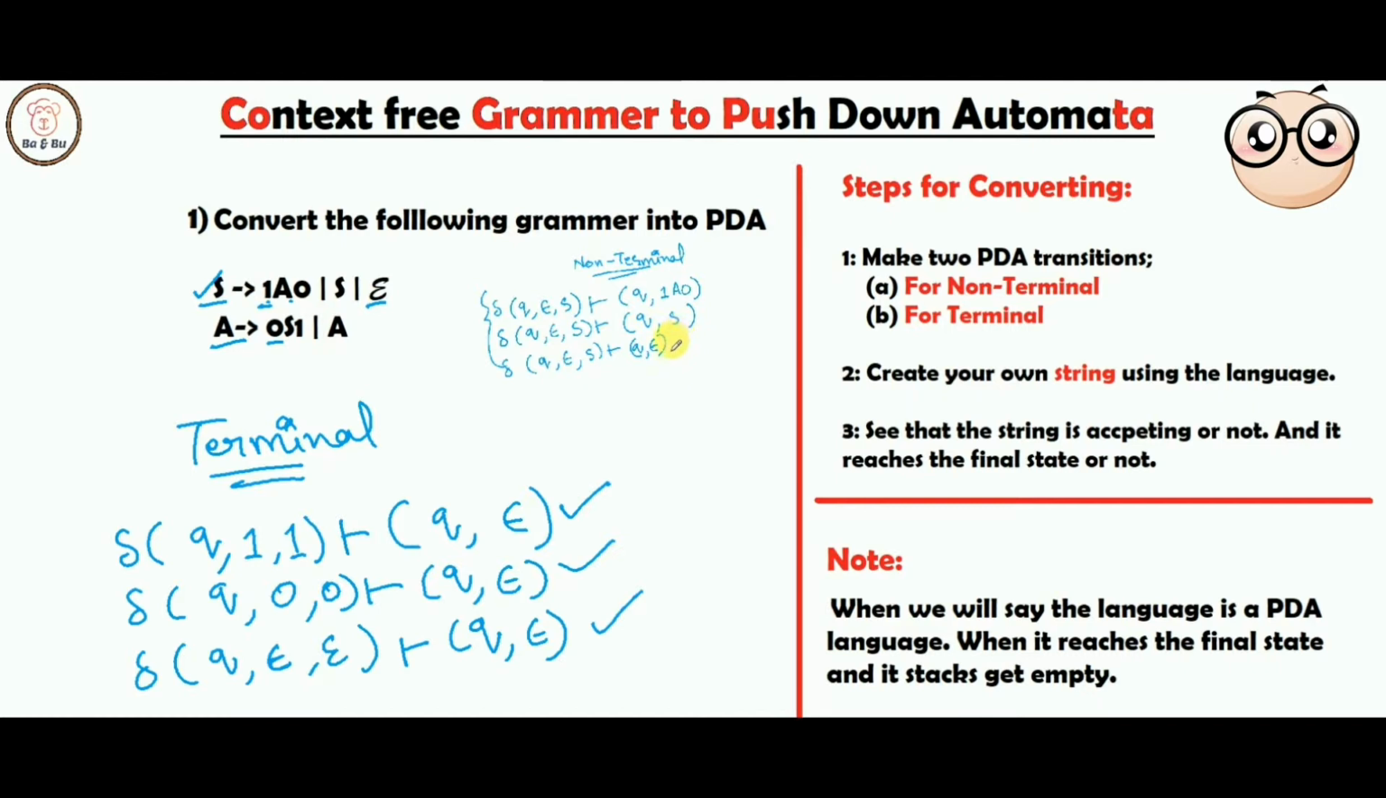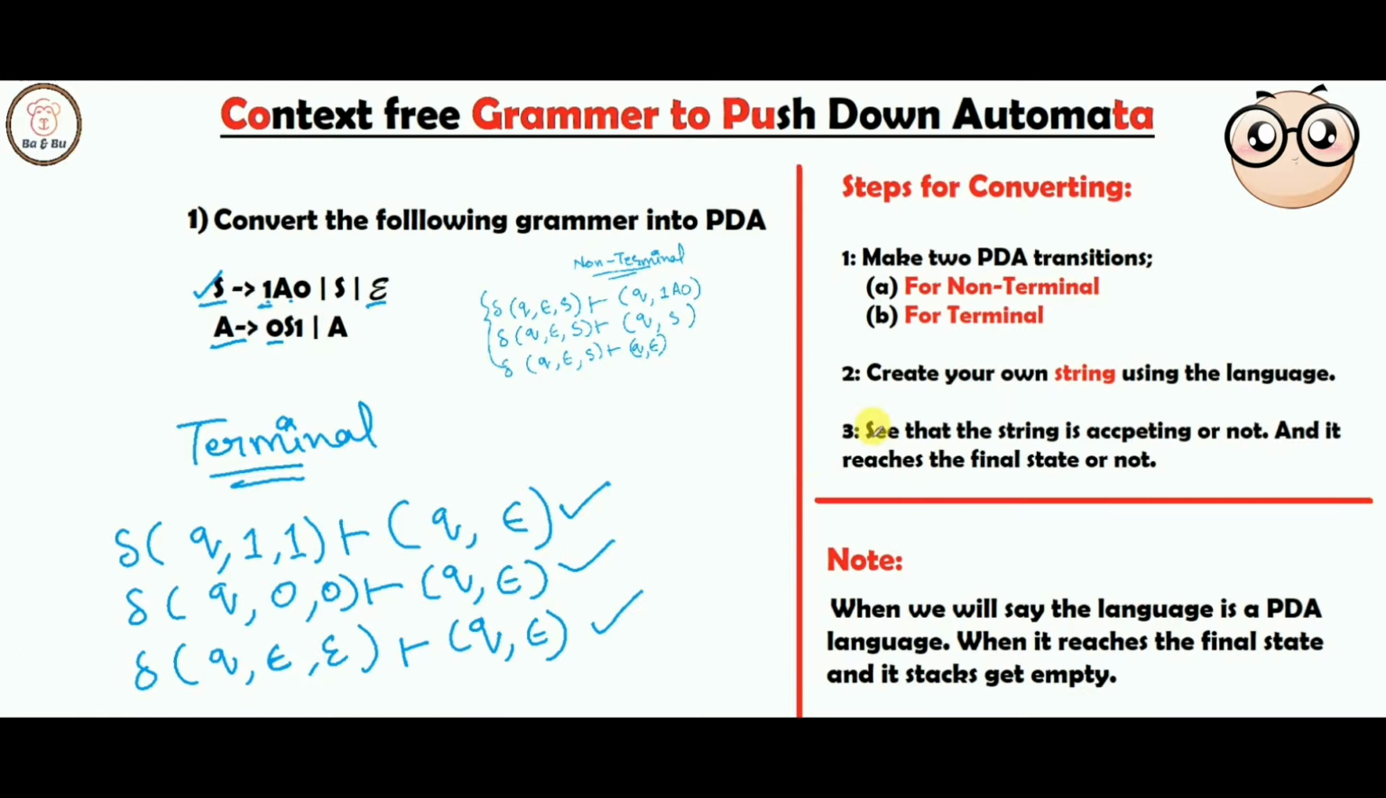So what we did here: first we find all the terminals and non-terminals, and based on that we converted them into PDA transitions. Terminals are separate, and non-terminals are separate. Terminals are everything except the capital letters: small letters, symbols, epsilon and numbers. Non-terminals are the capital letters. So we converted this grammar into PDA transitions for non-terminals and terminals, and note that for terminals you get an empty stack value.